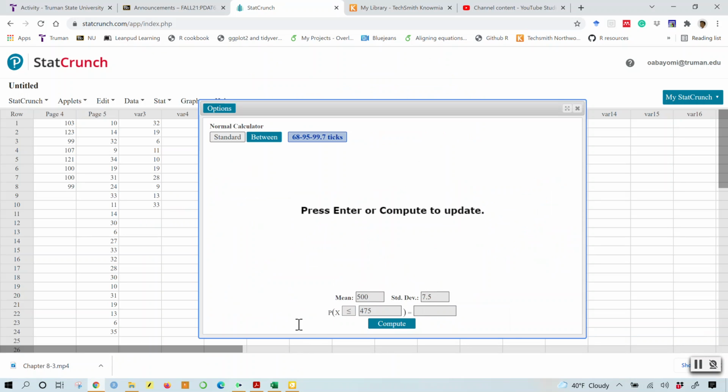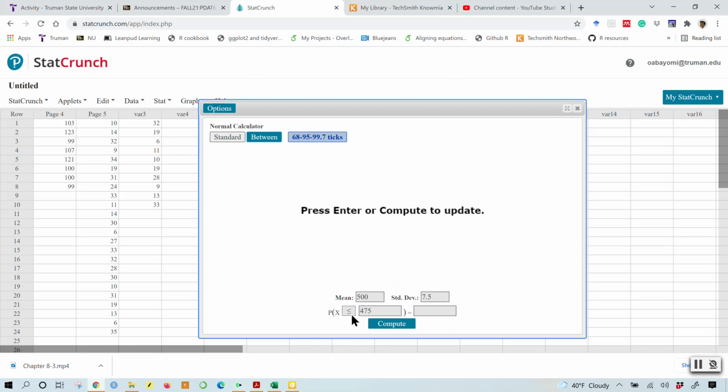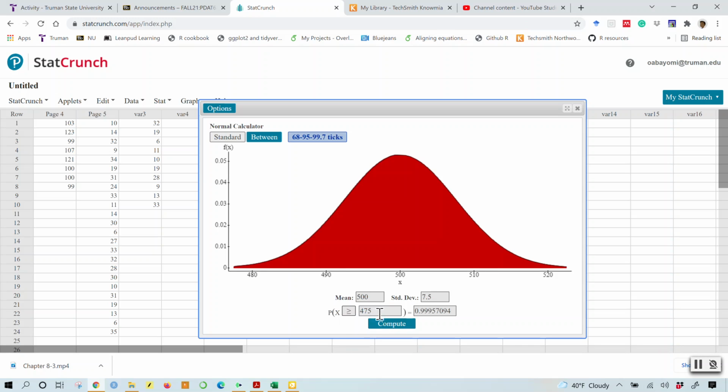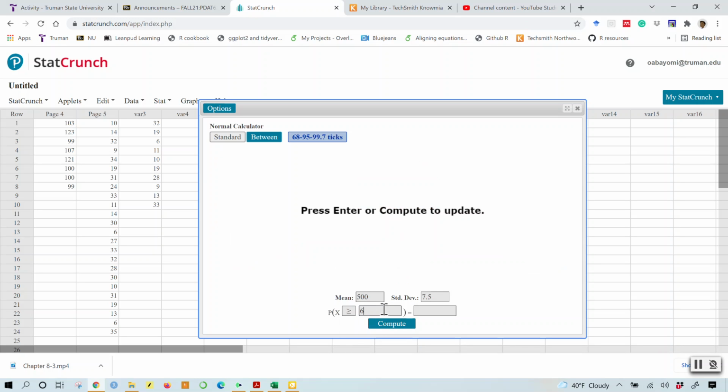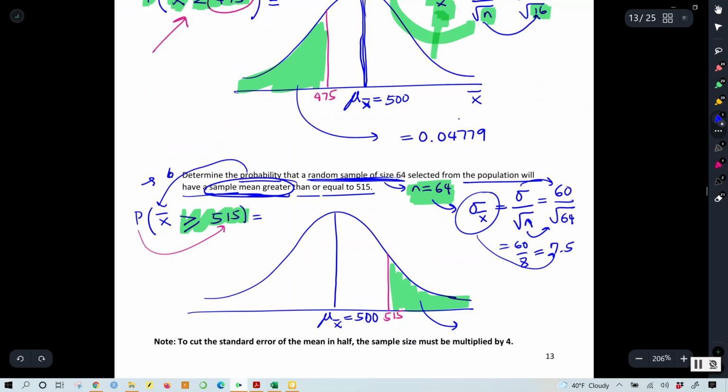And I am interested in going back to my notes. Probability greater than or equal to 515. So back here, I'm going to change this to greater than or equal to 515 and compute. This is 0.02275. This is my answer.